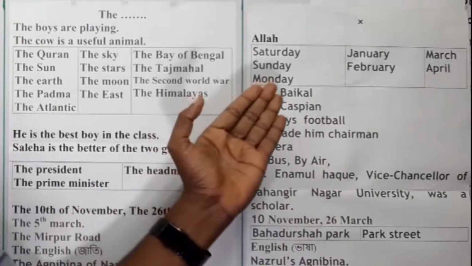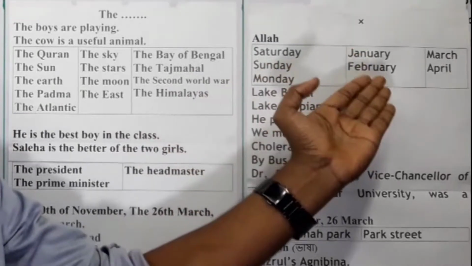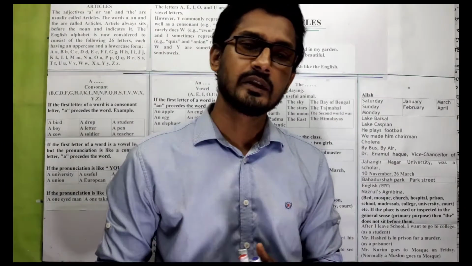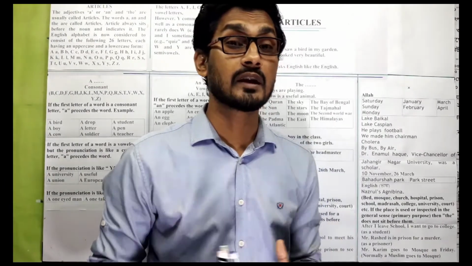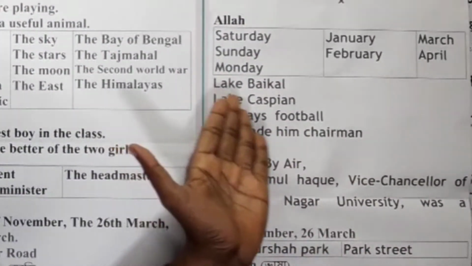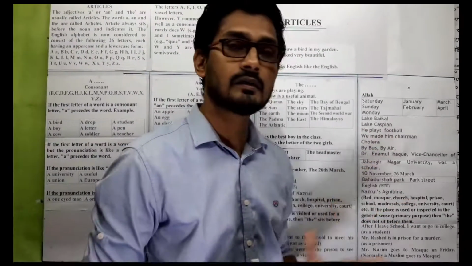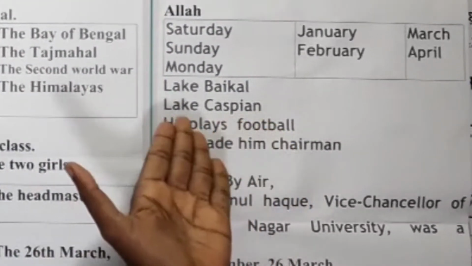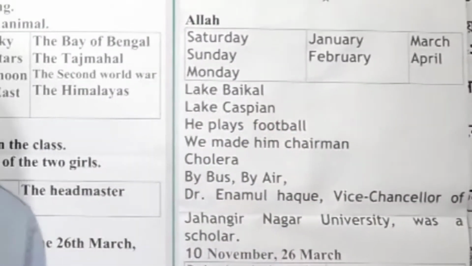Article does not precede the name Allah or God. The does not precede the name of the day or month: Saturday, Sunday, Monday, January, February, March, April. The does not precede the name of the lake: Lake Baikal, Lake Caspian. The does not precede the name of the game. He plays football.